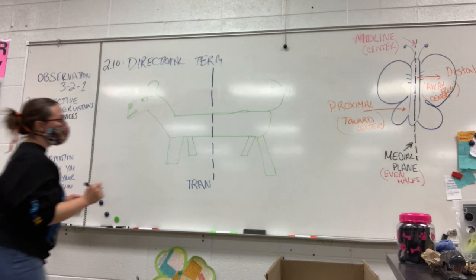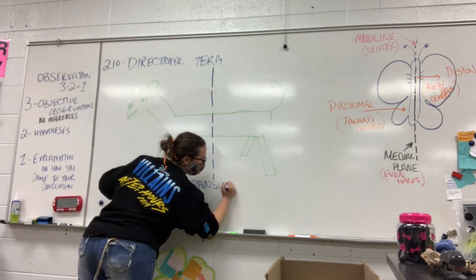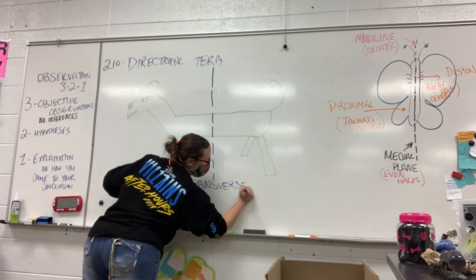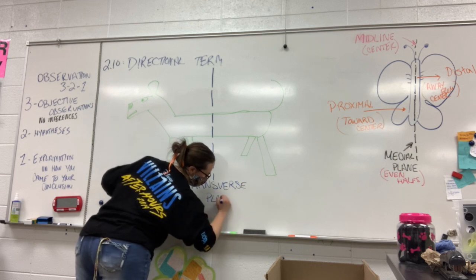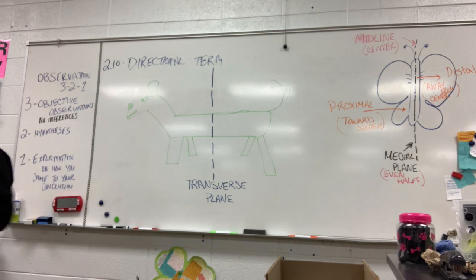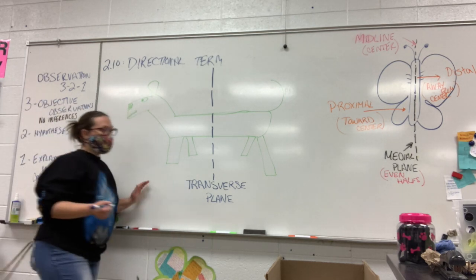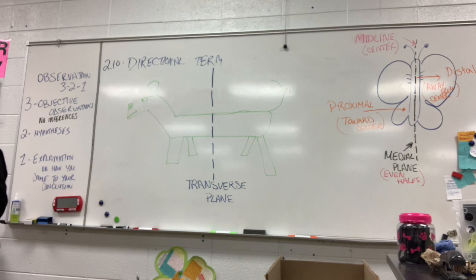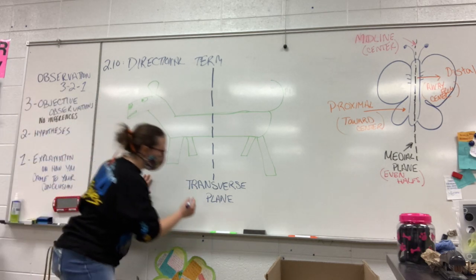Okay. So this is going to be my transverse plane. This cuts Harry into a front side and a back side. Front side. Not just a front side and a back side, but like, yeah, we'll do a front and a back.